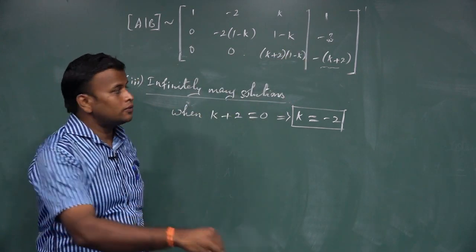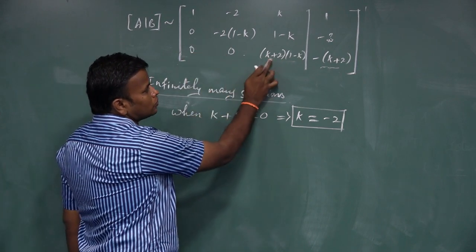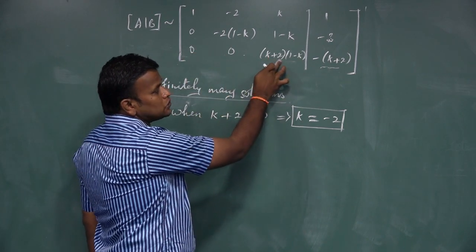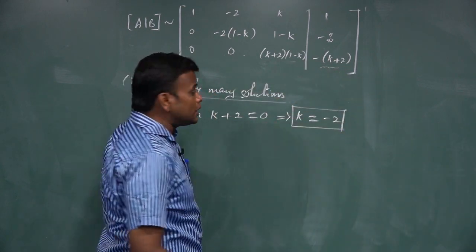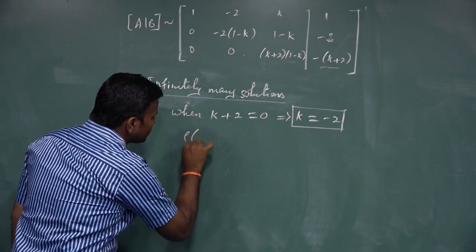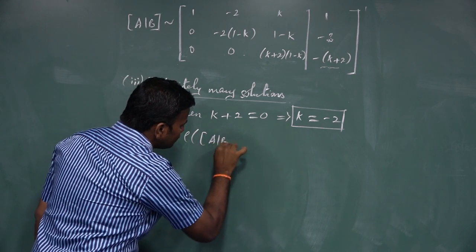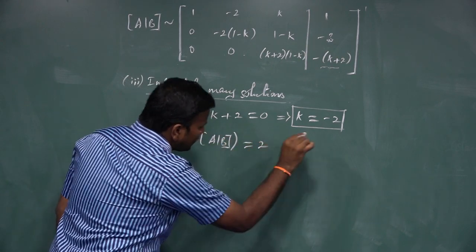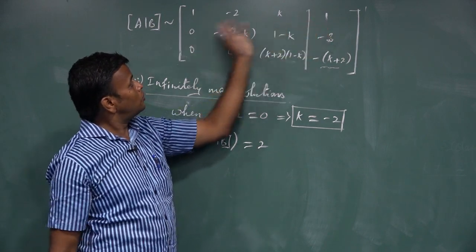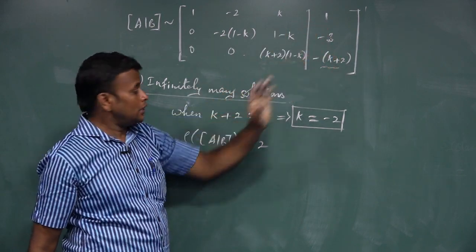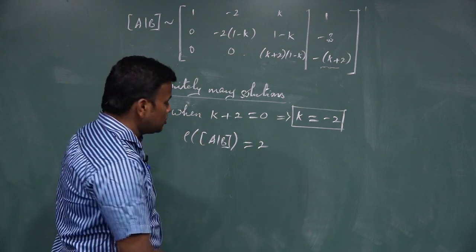Now you see the third row: 0, 0. The value of k is minus 2. Minus 2 plus 2 is 0. What is the rank of A by B? I say the rank of A by B is 2. 1 non-zero row, 2 non-zero rows. Okay, rank of A by B is 2.